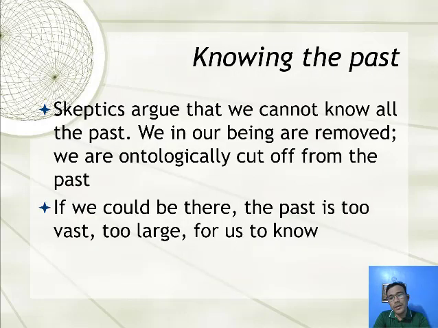Okay, so knowing the past, the skeptics argue that we cannot know all the past. We, in our being, are removed. We are ontologically cut off from the past. Of course, we are cut off from the past, and that's true. We can no longer access it. The past is too vast, too large for us to know. Somehow, skeptics are lazy to study the happenings in the past, but somehow they have a point. They have a big point actually, because it's not accessible, and skeptic historians are just here to interpret.